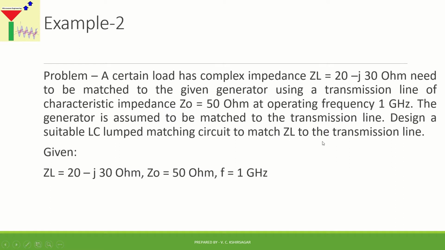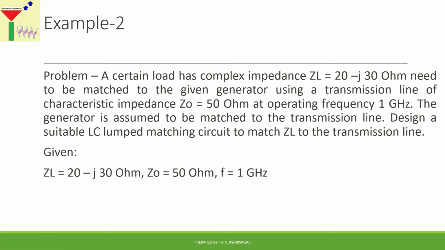You recall the previous lecture that we saw three different cases of matching. Here we assume that the generator is already matched and we are supposed to match the load impedance to the transmission line. So the problem statement is: design a suitable LC lumped matching circuit to match the load impedance to the transmission line. This is a typical problem statement of an impedance matching circuit.